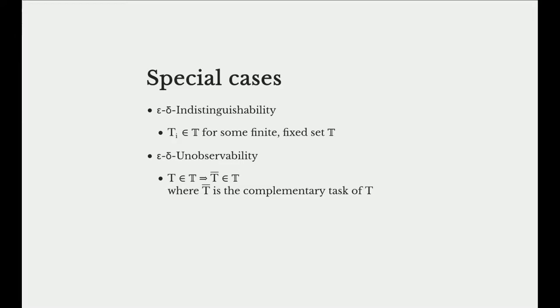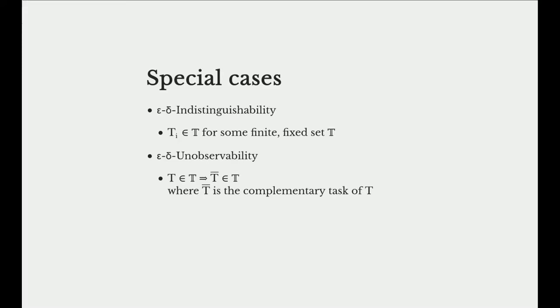We have also defined epsilon-delta unobservability, for which the inequality must hold for a set of tasks T, where for each task in this set, the complementary task must also be included. This means that if a task T, such as the user presses a light switch, is included in the set, then the complementary task, meaning the user must not press a light switch during the given time frame, must also be included in the set.